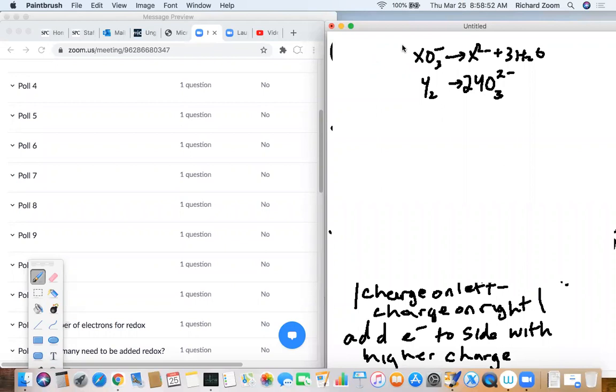Okay. Now let's look at the bottom one. How many waters need to be added for the bottom one? Come on. I'm gonna force this one. 5, 4, 3, 2, 1. Okay. The answer is 6.